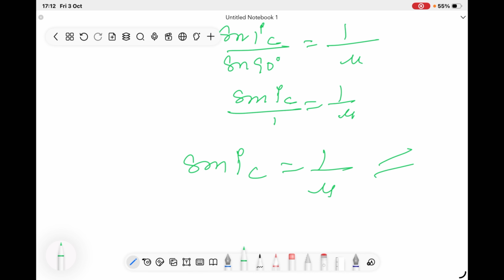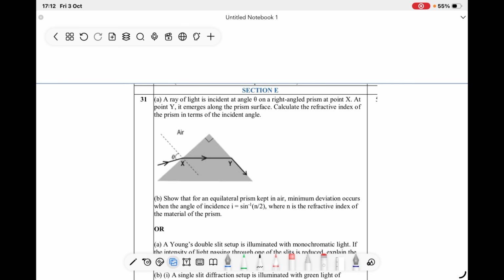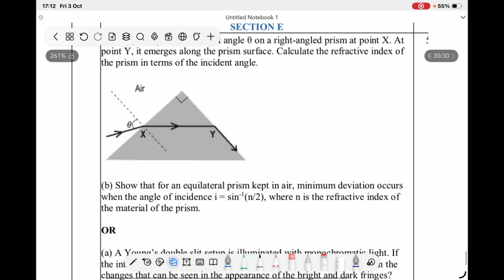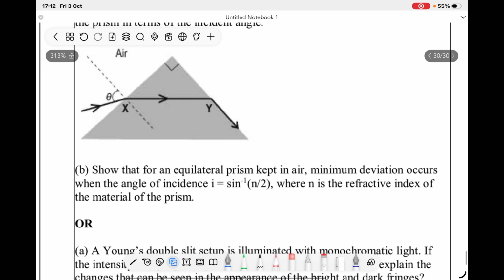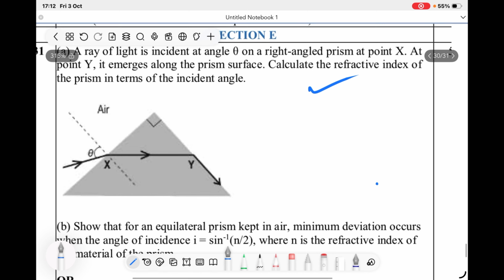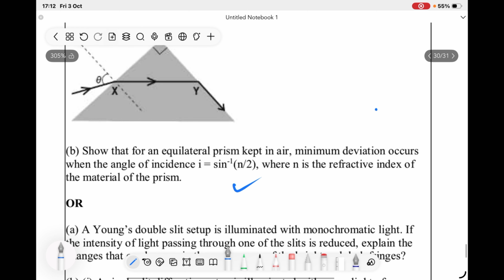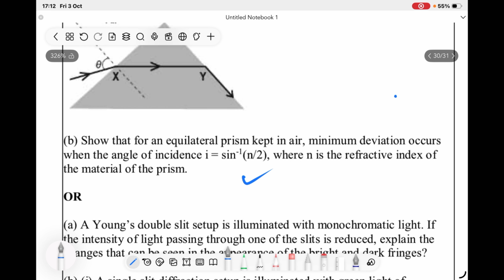So let us see the second part of the question. And you should see one more thing from here, that in the paper, both parts of the 5 marks question are conceptual and numerical based. The first part was this, and the second part is this, which is also conceptual or numerical, you can say.